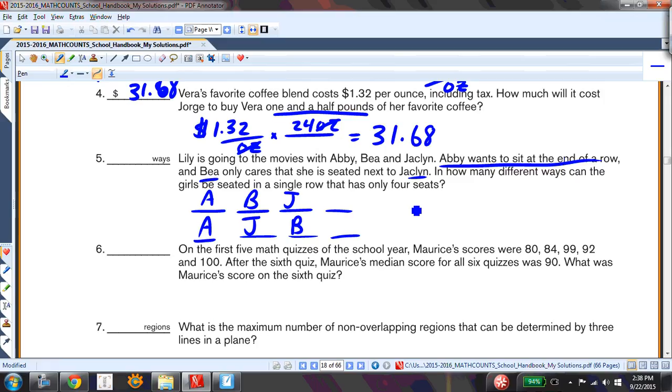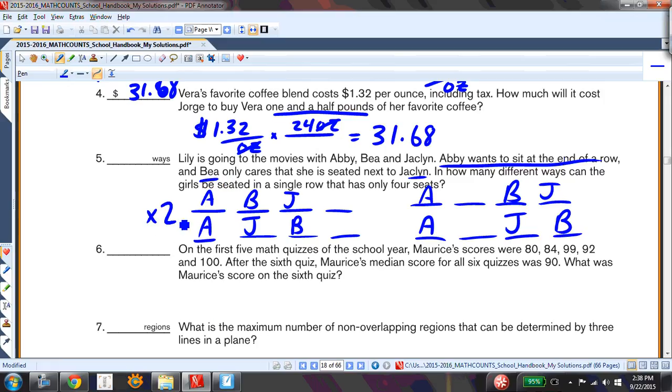But as you can see, there's going to be another set because B and J can go in these end seats as well. So that's 4 configurations, but notice that I can double it just by moving Abby to the other end. So I'm going to double all of these, so I'm going to get 8 different ways that this will work.